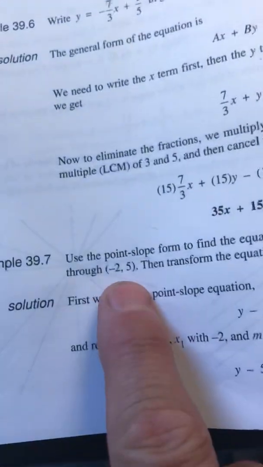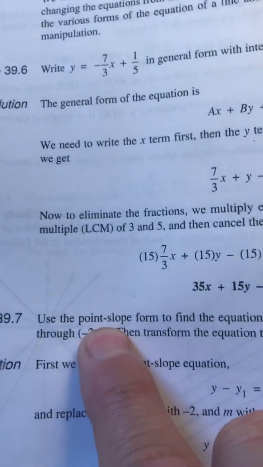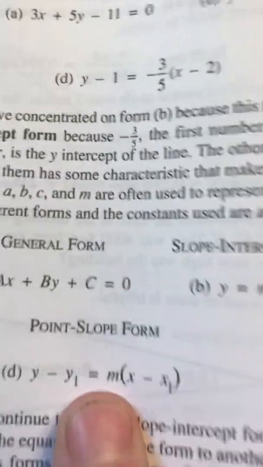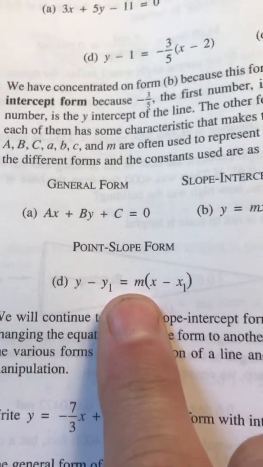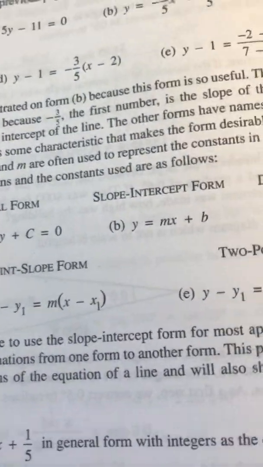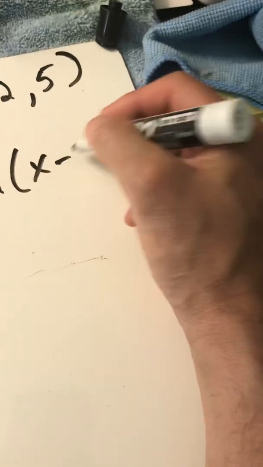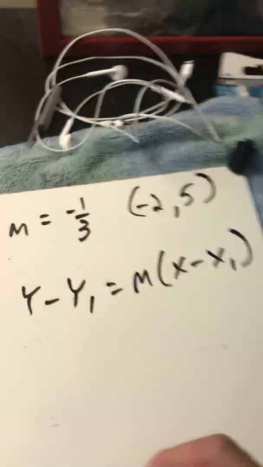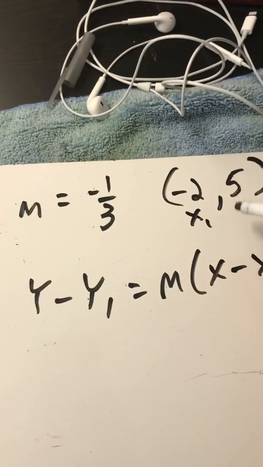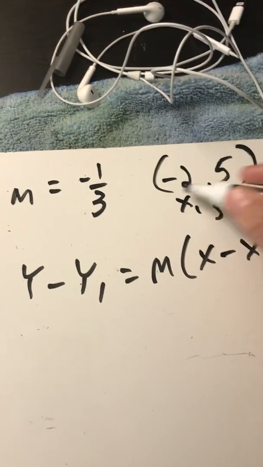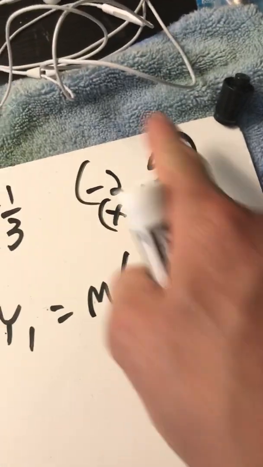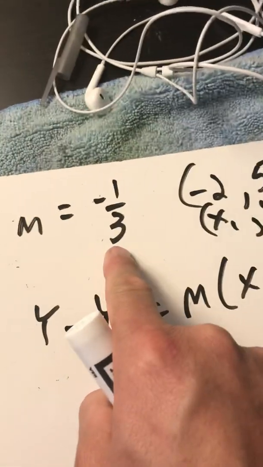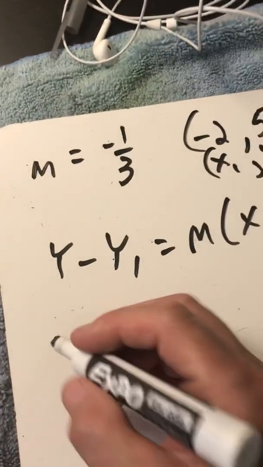And the point they give you is negative 2, 5. They want you to use the point slope. Well, point slope is right here: y minus y1 equals m times x minus x1. This is x1, this is y1 right here. They give you the point, negative 2 and 5, and they give you the slope. So just plug it in.